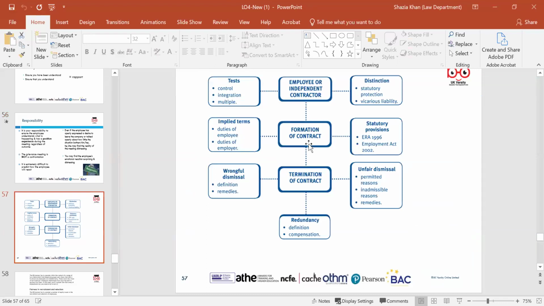So this is a diagram in regards to an employee or independent contractor, the tests that would be used, the distinction, formation of a contract, implied terms, duties of the employer, statutory provisions, Employment Rights Act, Employment Act 2002, and termination of a contract. You have wrongful dismissal, definition and remedies, unfair dismissal, permitted reasons, inadmissible reasons and remedies, and redundancy, the definition and compensation.